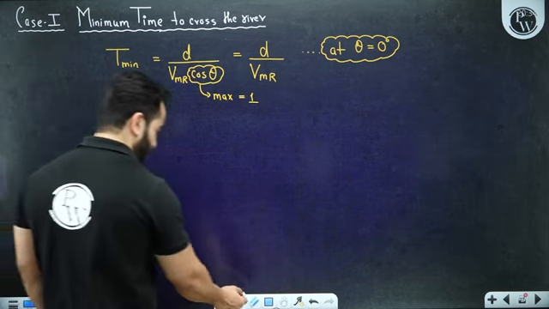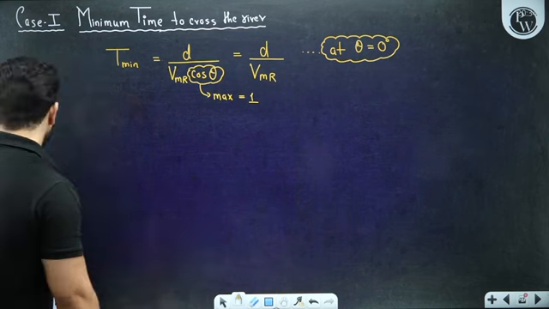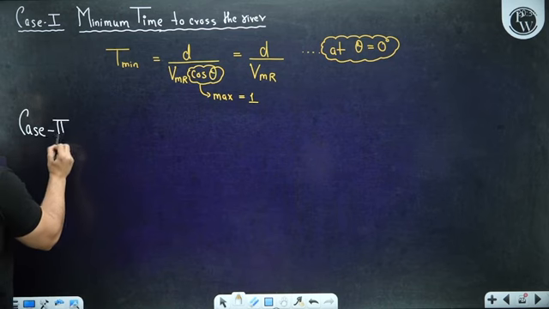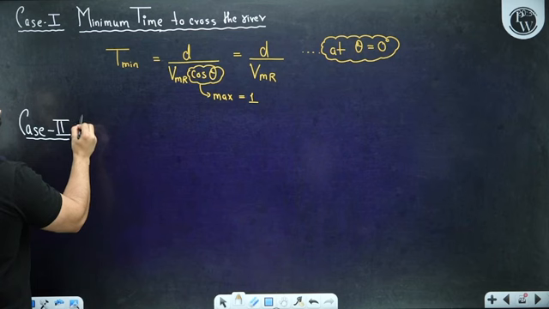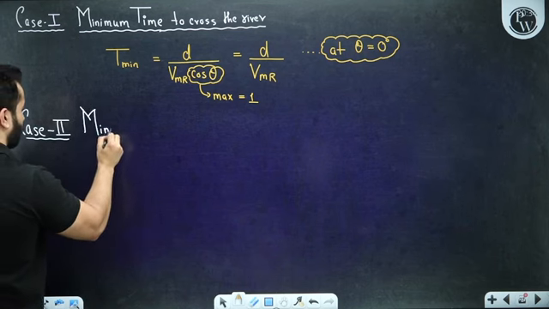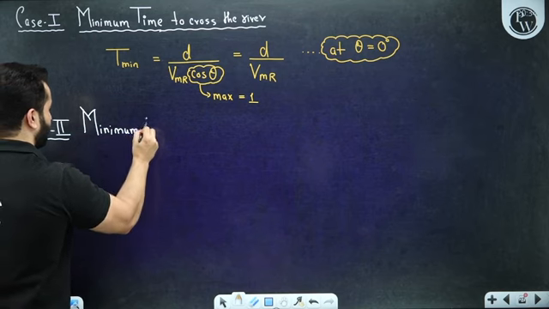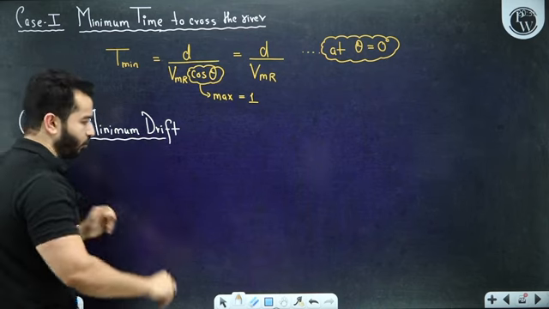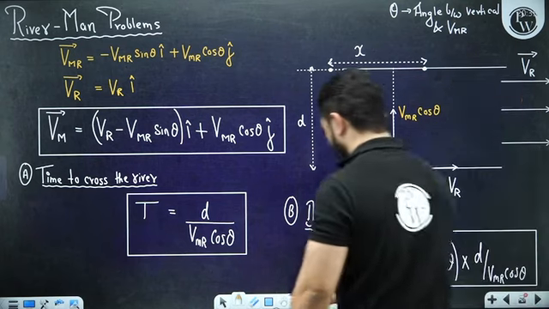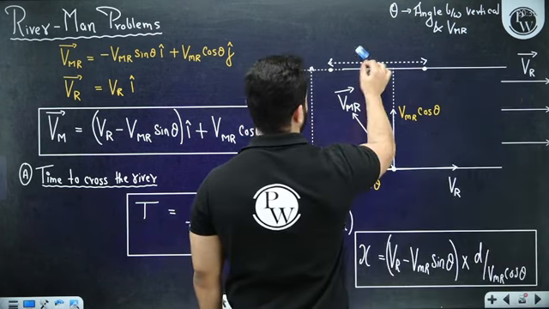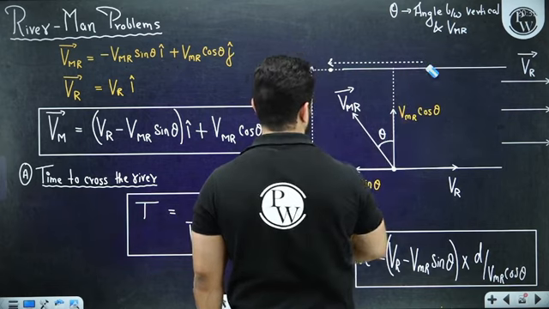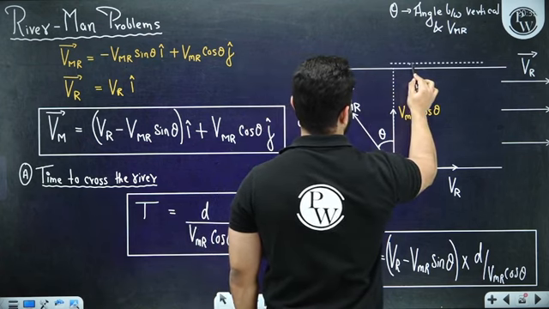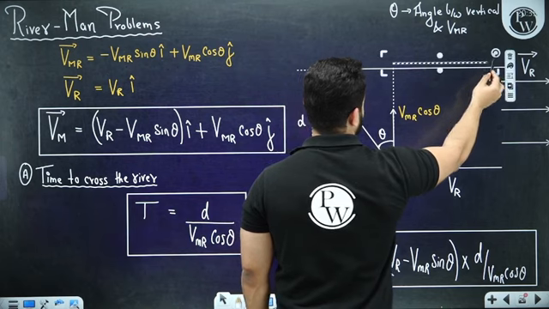This is for case 1. Now for case 2, that is for minimum drift, that is drift equals 0. For minimum drift. And by the way, one more thing, when I say drift, this is not drift. I want to rectify one thing. We actually call drift as this, from the point where it has started.